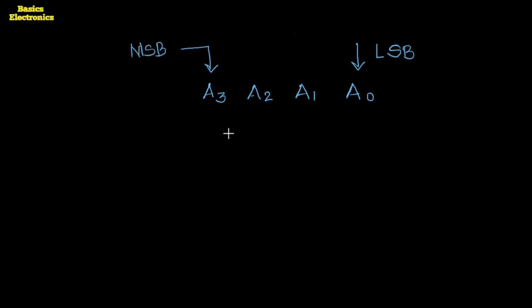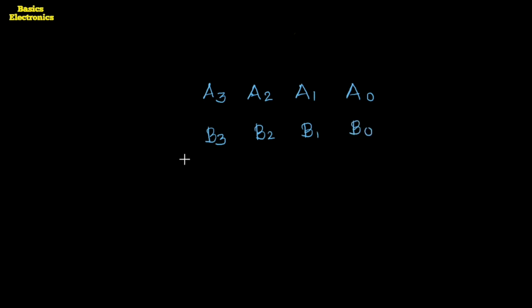Here the first number is the A number, and the second number is the B number, having once again the same four binary bits. The MS bit is B3, the next bit is B2, then B1, and the LS bit is B0. We have to perform the addition of these two numbers.